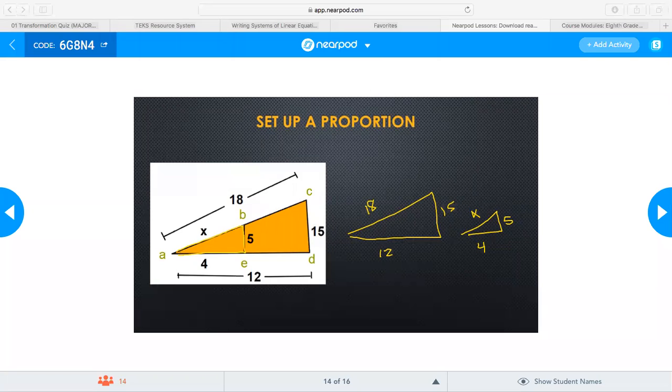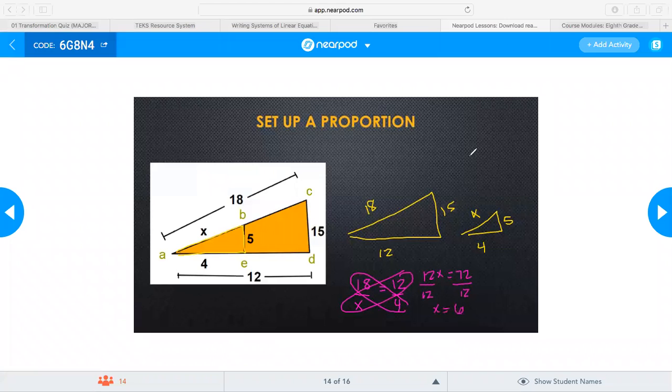I'm trying to go slow, so if I'm going too fast, just let me know. But there's someone on Zoom. Can I get a volunteer on Zoom to tell me what proportion they set up? 18 over x equals 12 over 4. All right, so when I cross multiply, I get 12x equals, what's 18 times 4? 72. Divide both sides by 12, and I'll get x equals 6.